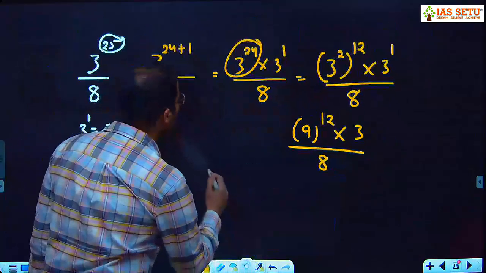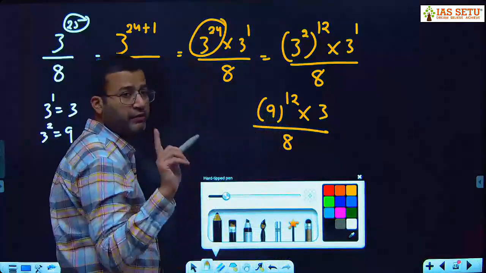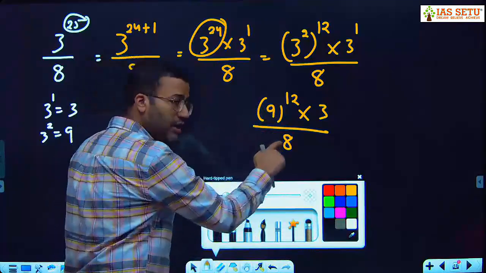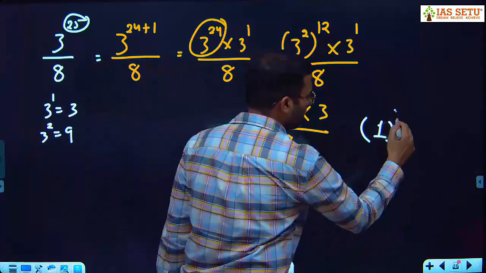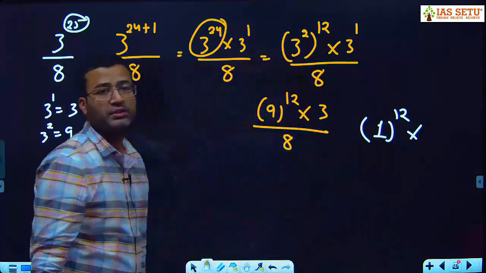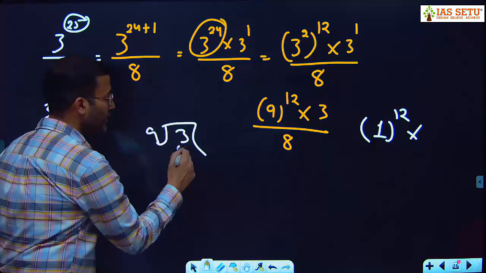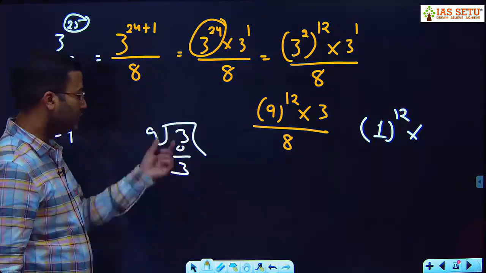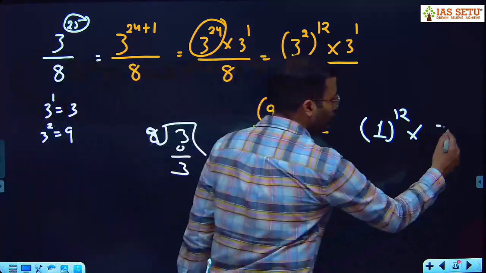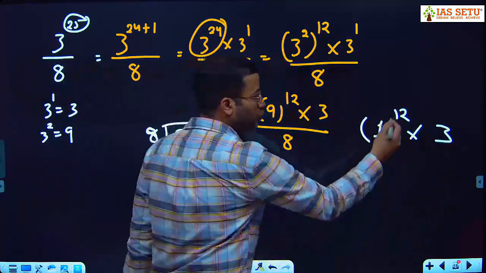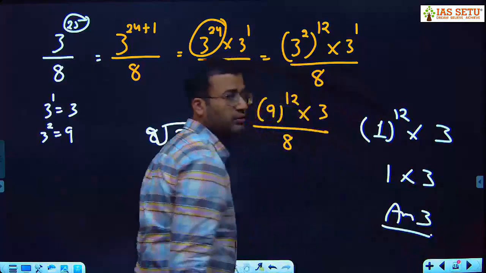Next, every 9 with respect to 8 gives remainder 1. ये 9, 8 के मुकाबले में रिमाइंडर 1 देगा, कितनी बार? 12 बार, 12 times. What about this 3? Tell me 3 with respect to 8. If your number is smaller, that itself is the remainder. जब 3 को 8 से डिवाइड करोगे, 3 खुद ही तो रिमाइंडर है. 1 to the power 12 is 1, into 3.